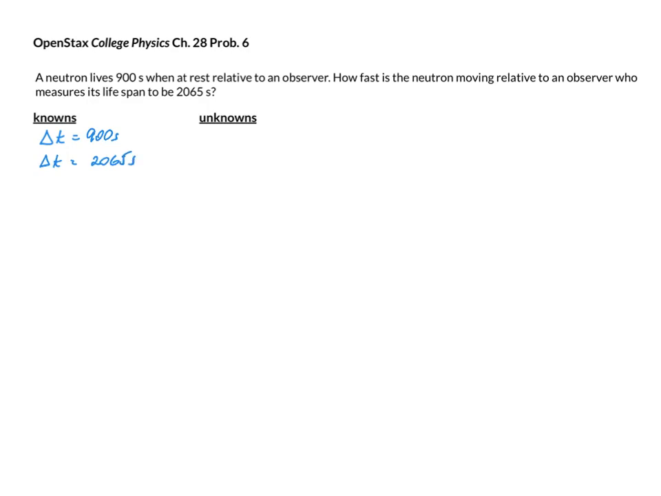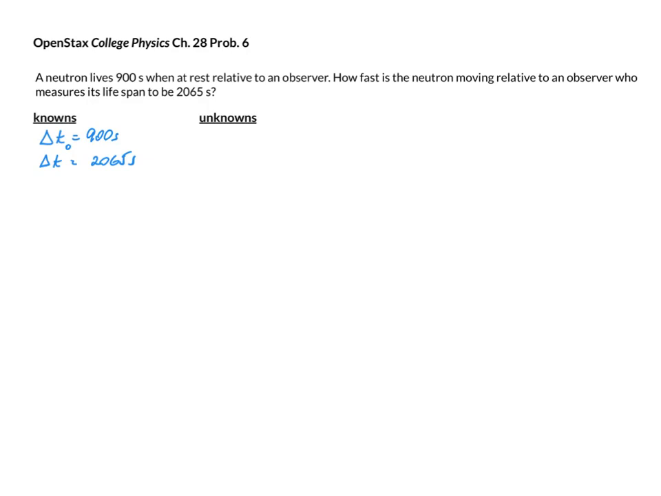So I already said that we are given a proper time and also a dilated time. So if we compare the two values that we have here, we have 900 and 2065. Dilated time, of course, is going to be the longer one. So that gives us a clue that delta t here is delta t. Delta t here should actually be delta t naught for the proper time.